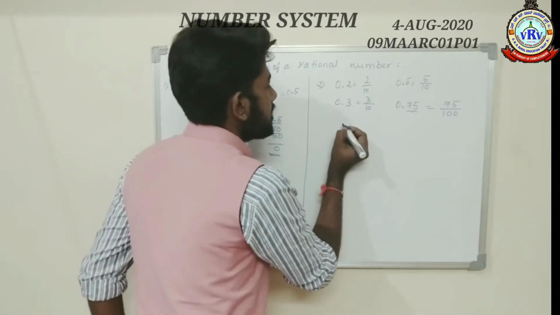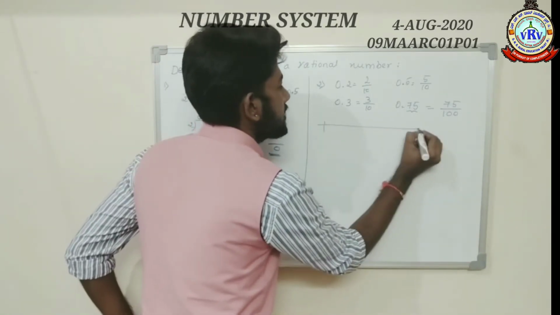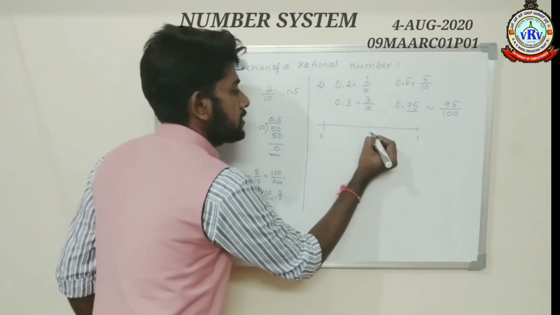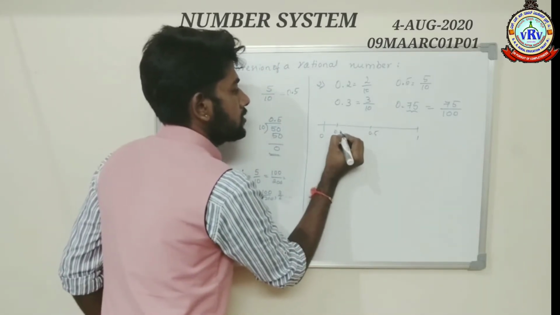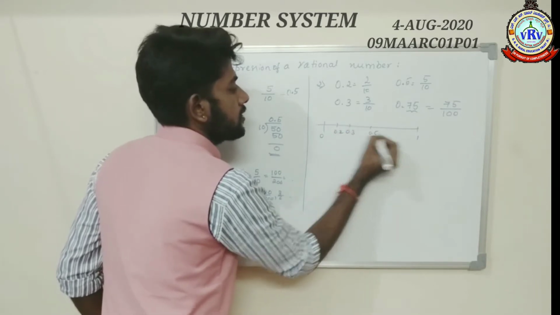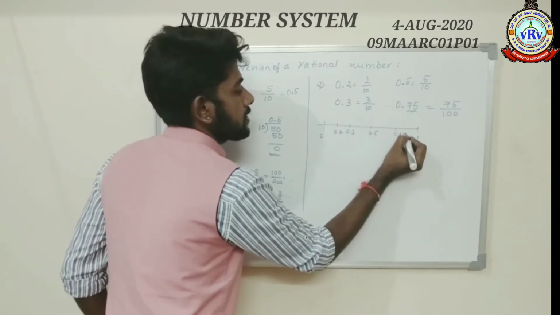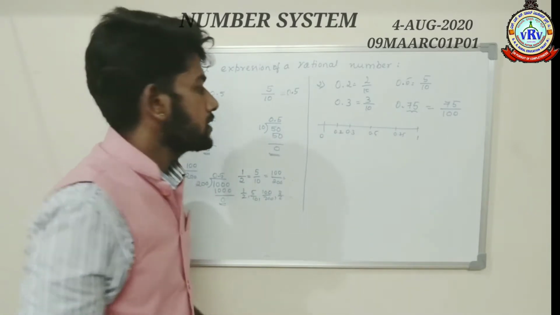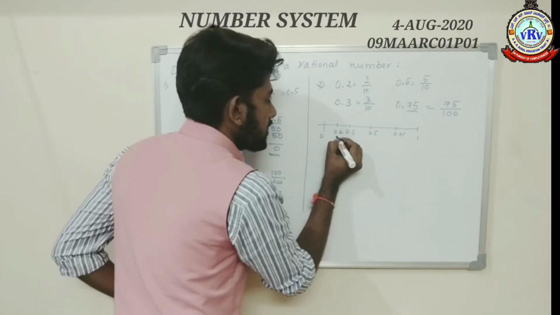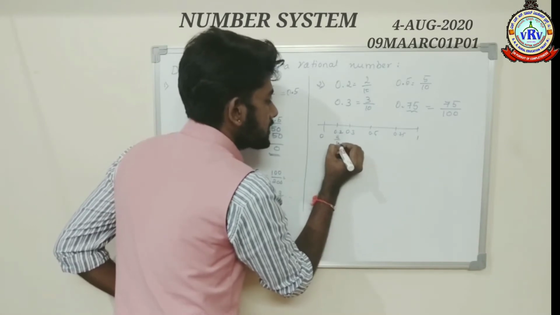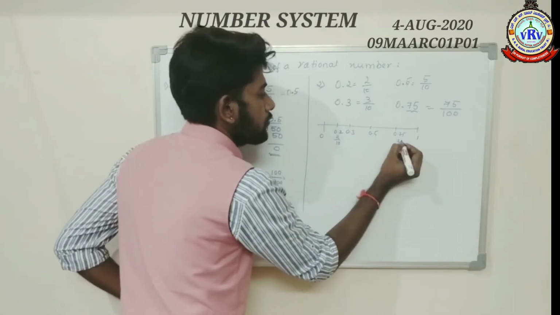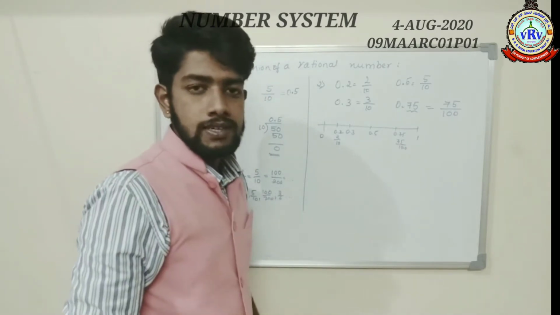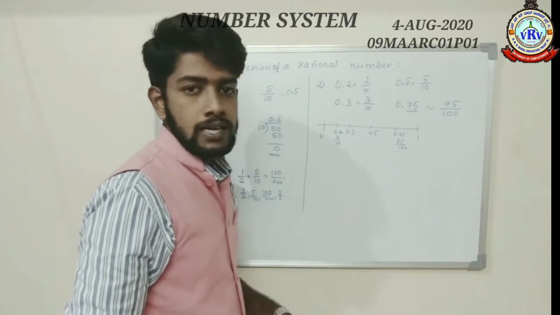All these numbers you can observe are in between 0 and 1, right? 0.5 here, 0.2 here, 0.3 here and 0.75 nearly here. All these numbers are between 0 and 1. If I take the rational numbers 2 by 10 and 75 by 100, we can see rational numbers between 2 by 10 and 75 by 100.